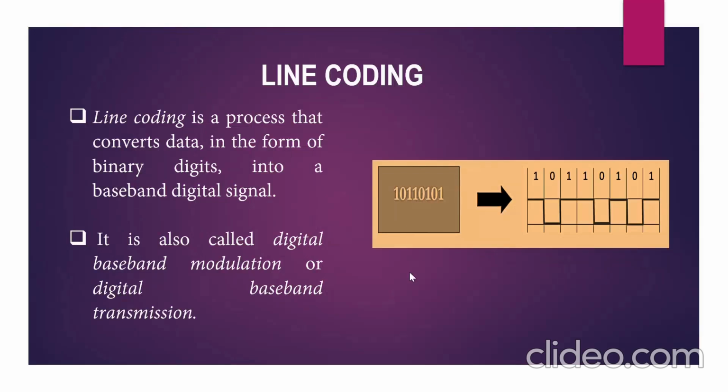Students, the topic for the day is line coding. Line coding is a process that converts data which is in the form of binary digits into a baseband data signal. That means the data which is in the form of binary ones and zeros, we can convert it to a digital signal, as you can see in the diagram. It is also called digital baseband modulation or digital baseband transmission.